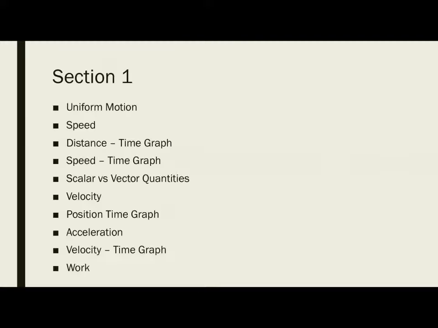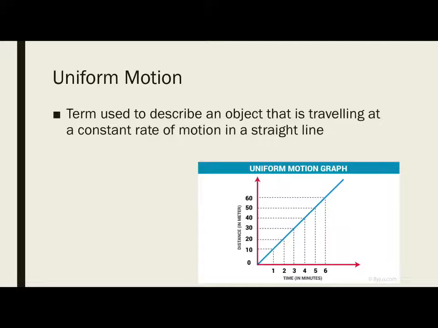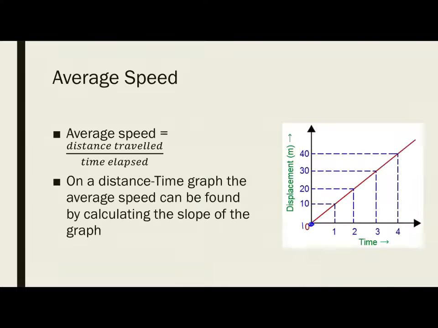Okay, so let's first just talk about what we started with in the physics unit, and that's all about motion, okay? So first thing that we went over was uniform motion. So that's just something that's traveling at a constant rate in a straight line, right? Same distance over time. And when you look at the distance time graph, it's a nice straight line like that.